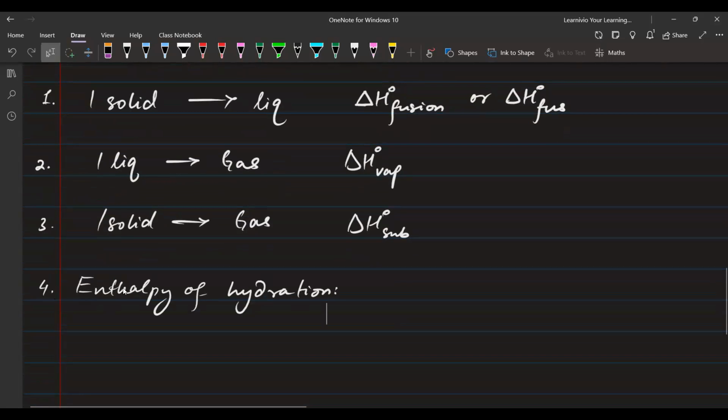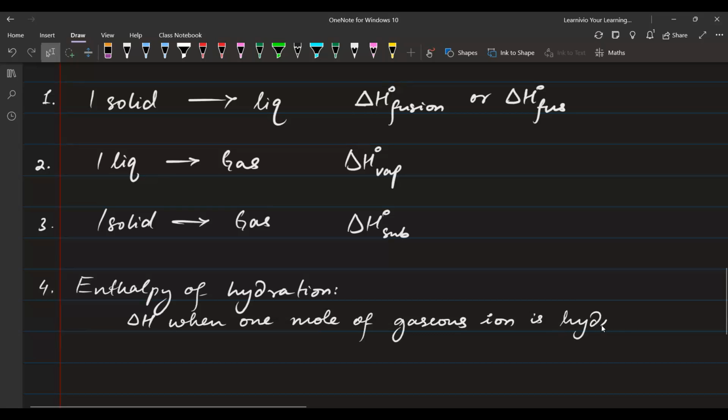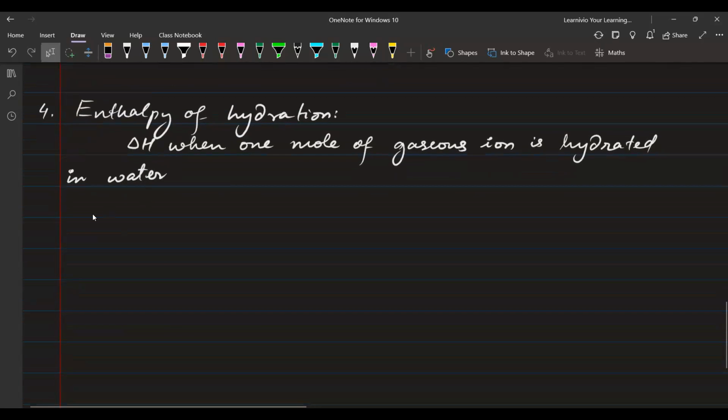What is enthalpy of hydration? The enthalpy change, that is delta H, when 1 mole of gaseous ion is hydrated in water. So for example, 1 mole of sodium positive, if you put it in water, then it will become sodium positive aqueous. The heat released or required in this particular process is known as the enthalpy of hydration.